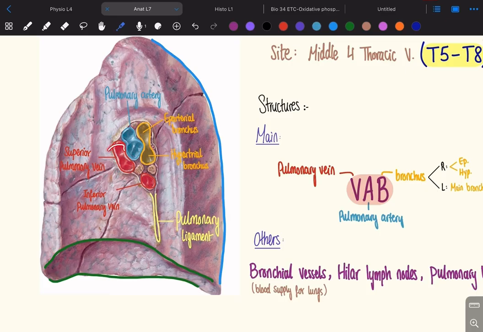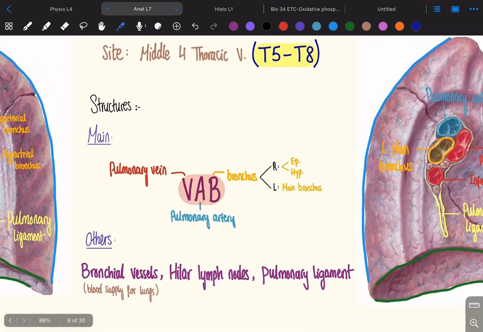So here we have the superior pulmonary vein, and then the inferior pulmonary vein, and then the pulmonary artery. For the bronchus, it is divided into two parts. The first part is the eparterial bronchus, and then we have the hyparterial bronchus. Okay, so ep means above. So eparterial bronchus and hyparterial bronchus. Then we're going to go to the left side.